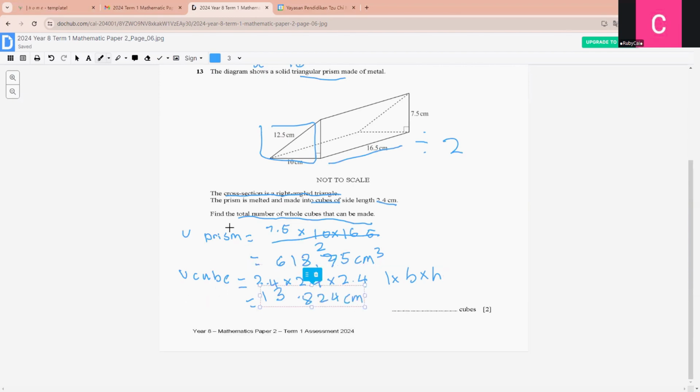So next we take the volume of the prism divided by the volume of the cube. And that will give us 44.759. But because we cannot separate these cubes into decimals, we take the nearest smallest whole number, which is 44 cubes.